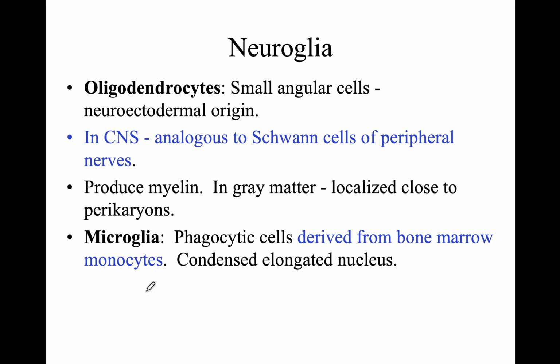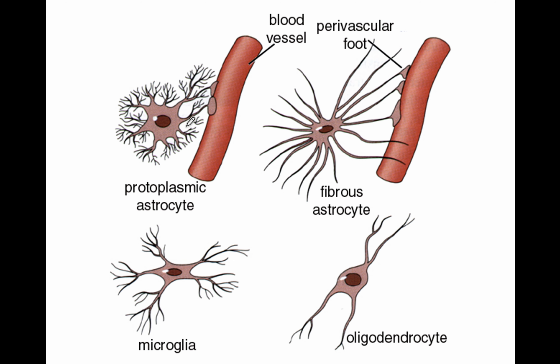The third cell we have is the microglial cells. The embryonic origin of this cell is different. This cell is derived from the bone marrow monocyte. So the origin of this cell is monocyte, whereas the other neuroglial cells have their origins in the neuroectodermal cells. As I said, these cells have very long cytoplasmic processes. The distal end is called the vascular feet, which attach to the blood capillary.